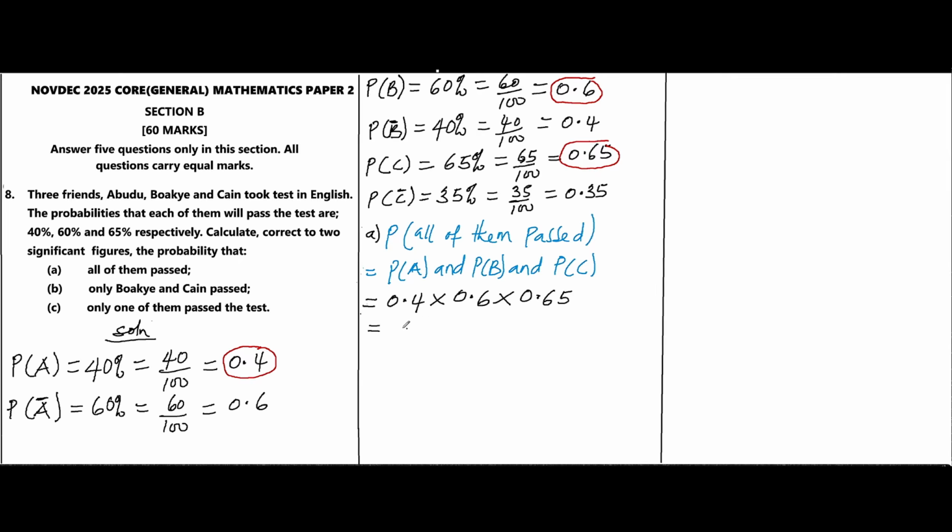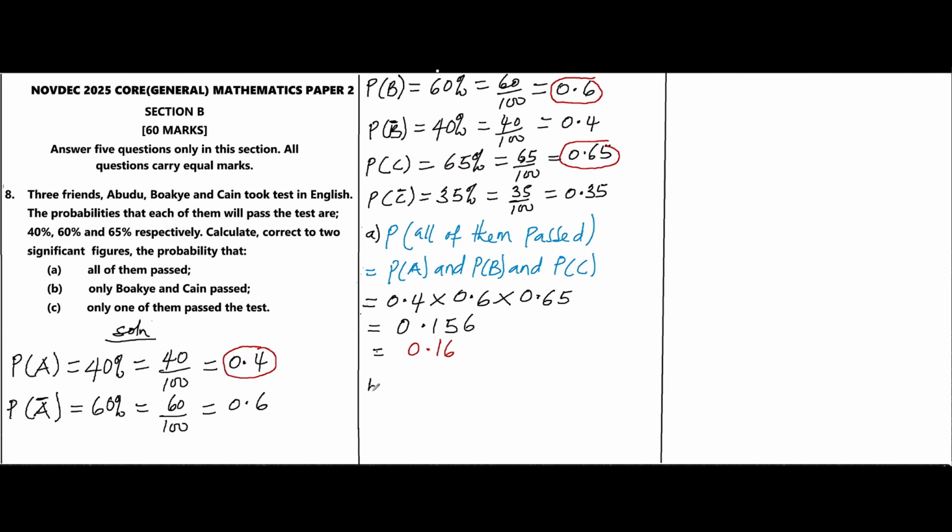So we have 0.156. Remember, we were asked to correct to two significant figures. So the first one, the second significant figure, we have 0.16. So we rounded up 5, 0.16. So that is for the A part of the question.